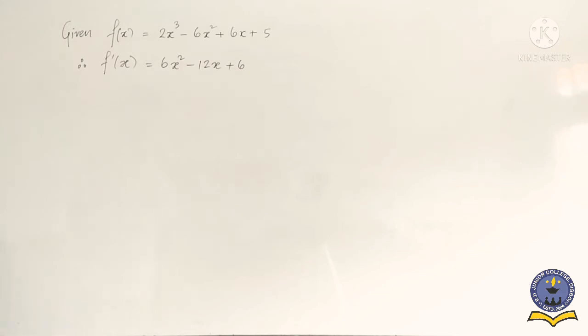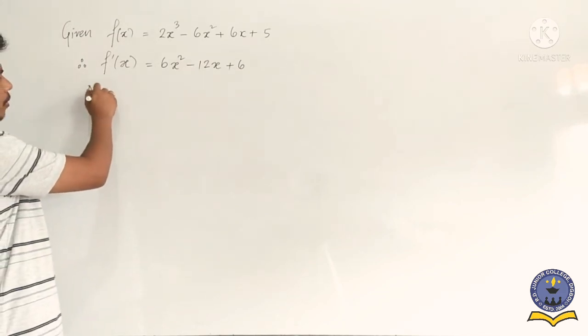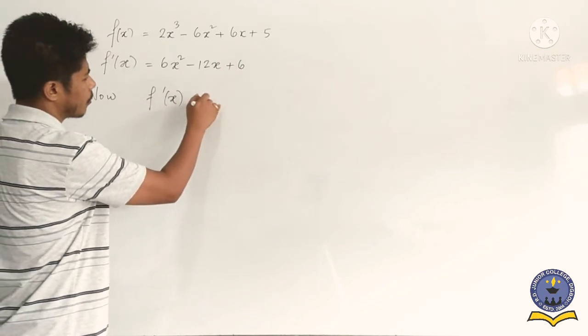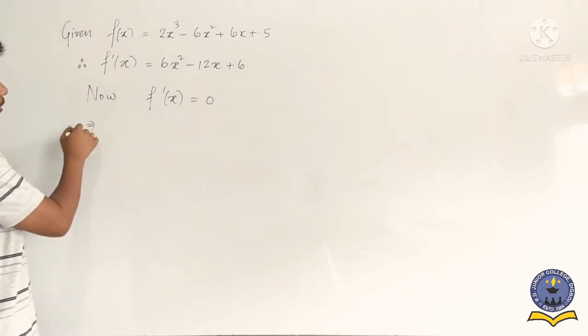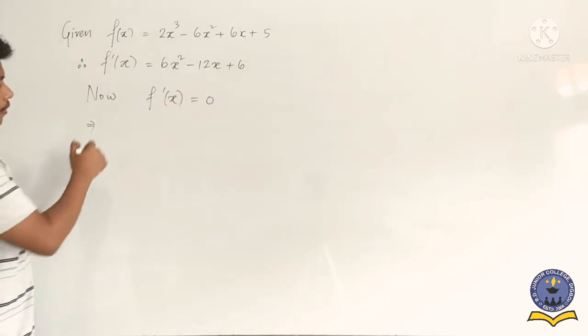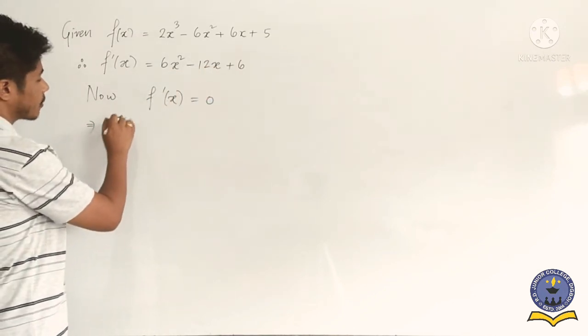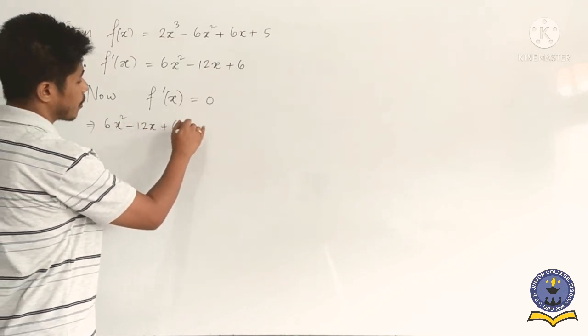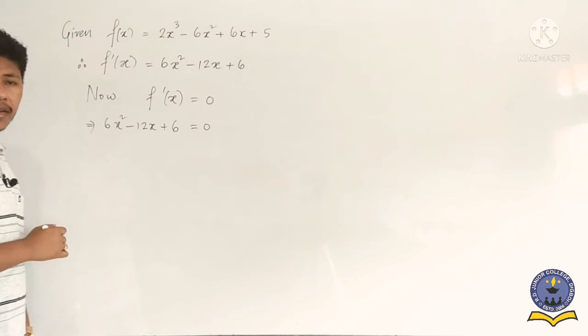Is it clear? Okay. Now the next step is that we have to write f dash of x equals 0. In place of f dash of x, whatever the result is, we put it here. So if you put this one, then here we get 6x square minus 12x plus 6 equals 0. Is it clear?